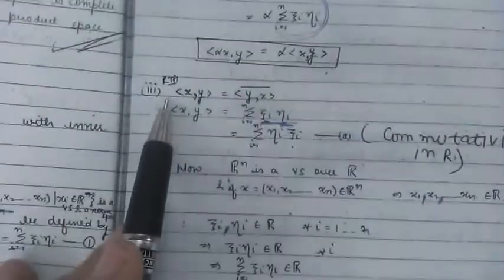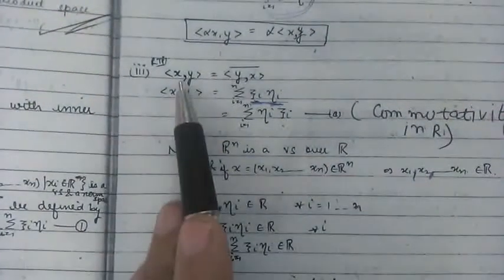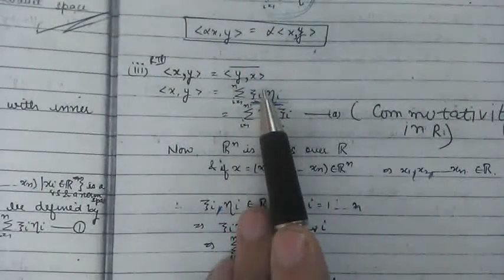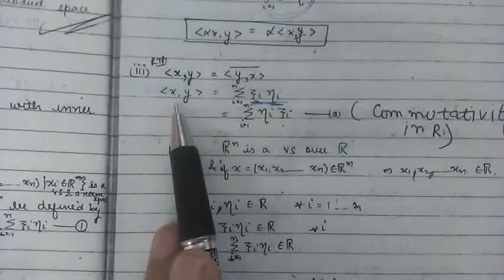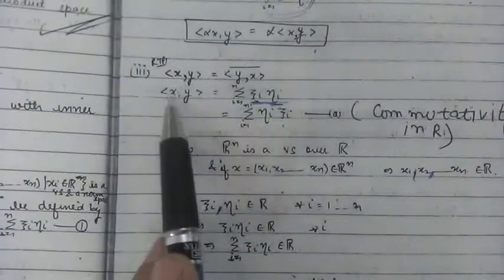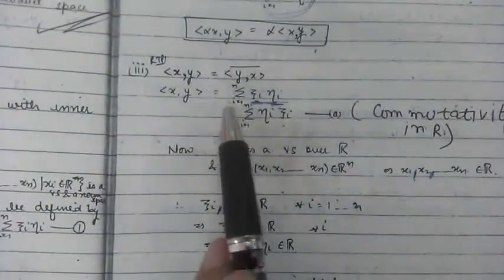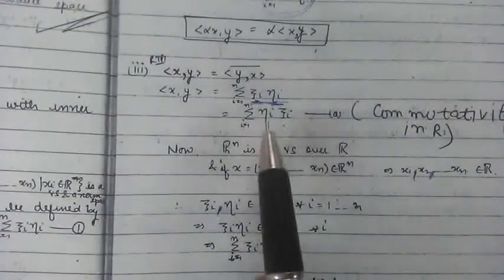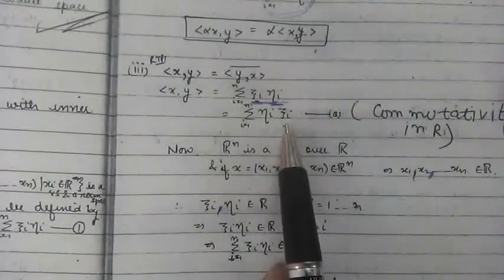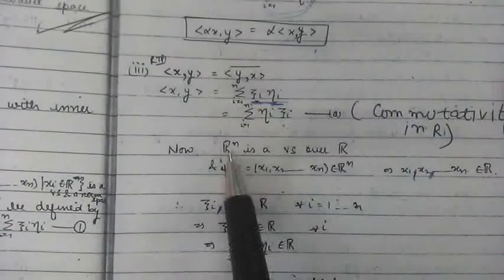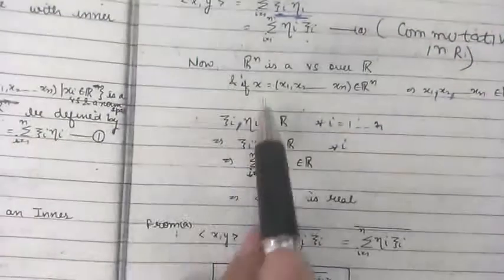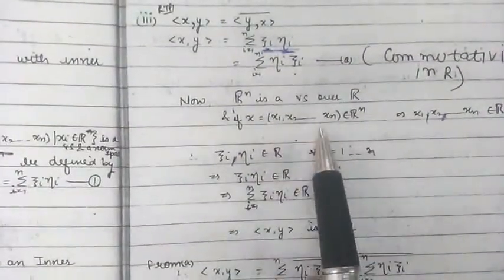Now the third property, conjugate symmetry, means the inner product of x with y is equal to the conjugate of the inner product of y with x. So let us start from the inner product of x with y. By the definition of inner product, this is the sum of the products of the coordinates of this and the coordinates of this, so this will become summation xi i eta i. Now this can further be written as summation eta i into xi i conjugate. Now because Rn is a vector space over the set of real numbers, if we take x having the coordinates x1, x2, x3 up to xn.